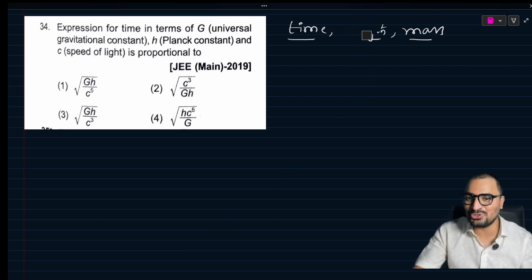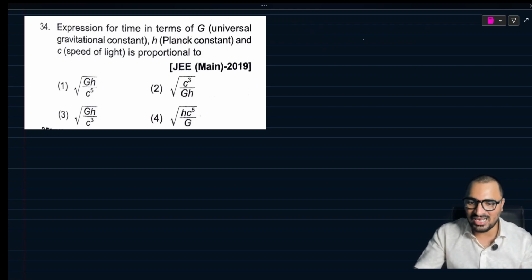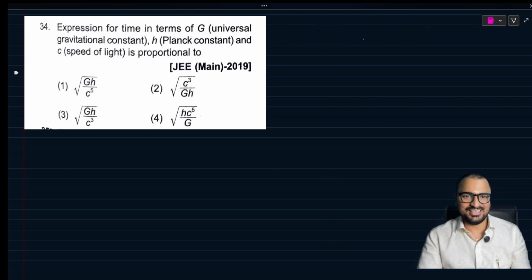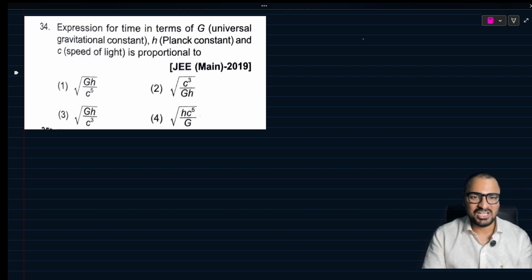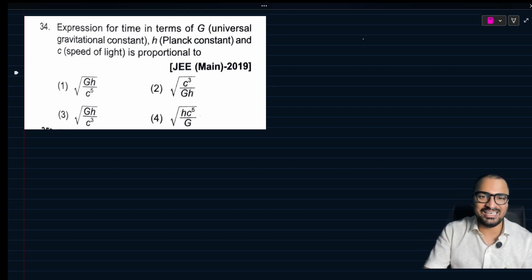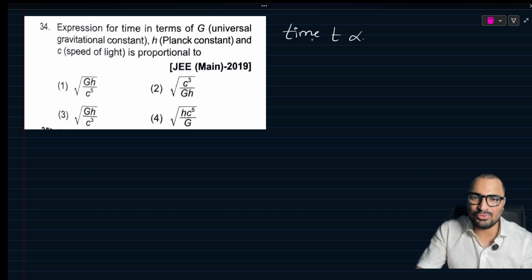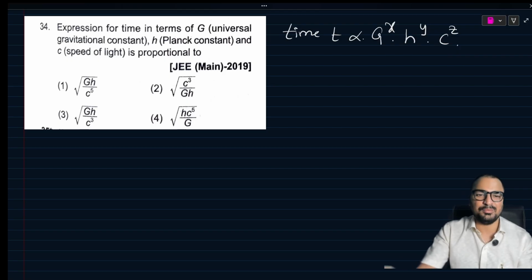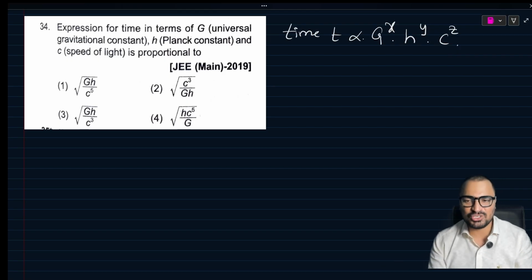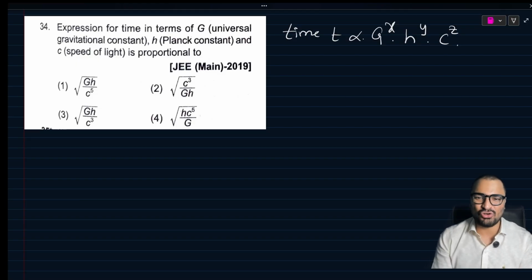So here I am going to solve for time, and I'm going to give mass and length as homework. Let's see, they said the time dimension should be written in terms of G, h, c. So I'm writing T directly proportional to, like the previous method, G power x, h power y, c power z. They already said G is the universal gravitation constant. We can write the dimensions of that first.